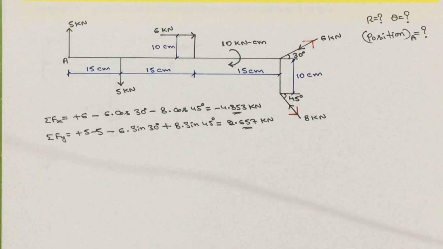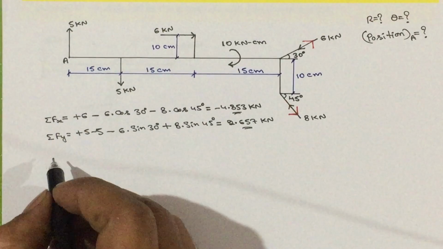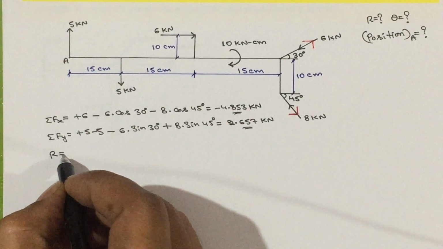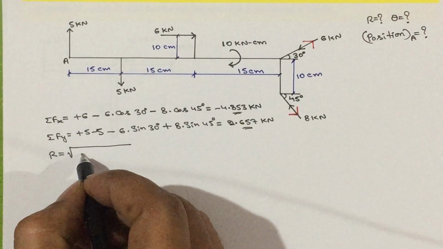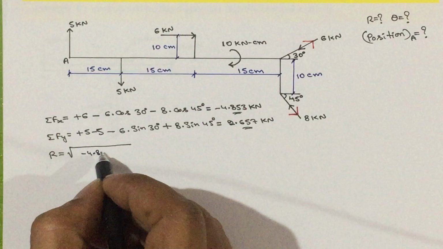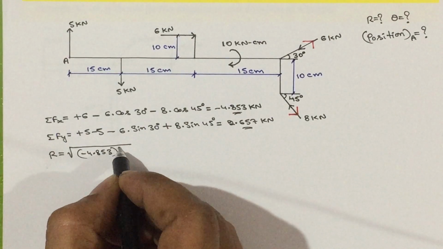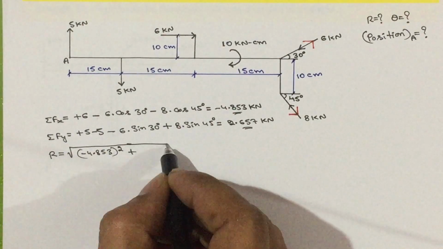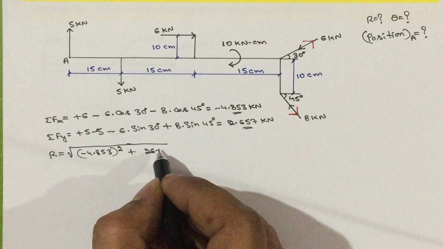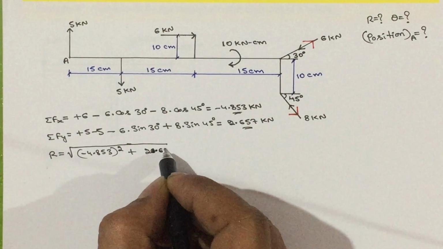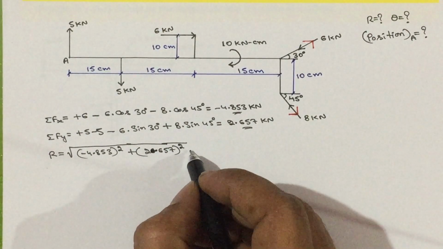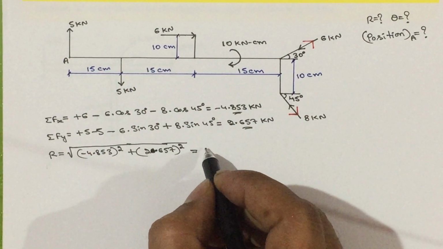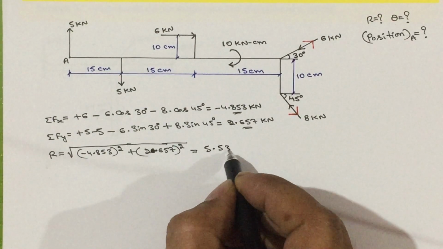Once we calculate sigma Fx and sigma Fy, we are going to calculate R and theta. The magnitude of the resultant R is given by square root of sigma Fx square plus sigma Fy square. Sigma Fx is minus 4.853 whole square plus sigma Fy square, that is 2.657 whole square. So if we calculate, you are going to get the R value as 5.532 kilonewton.